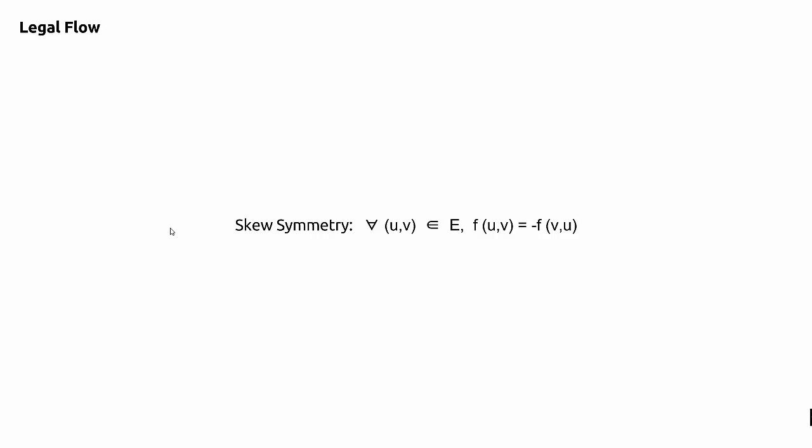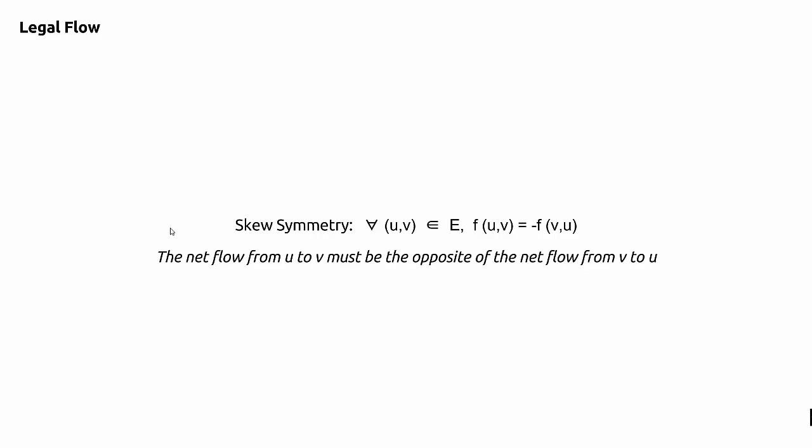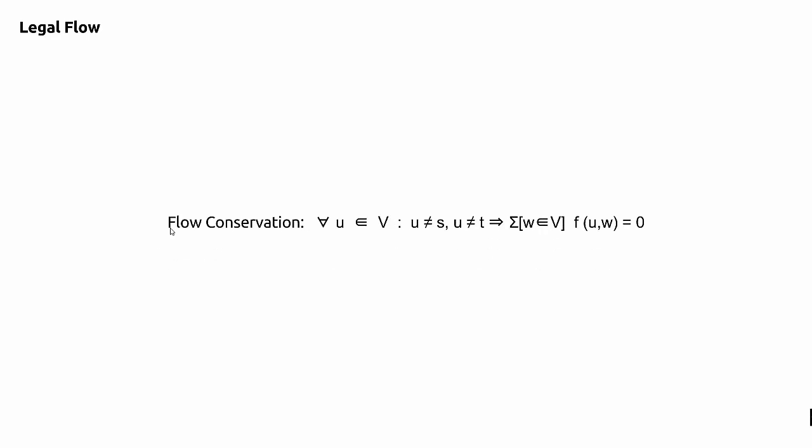Skew symmetry. For all u and v within E, the flow from u to v must be equal to the negative flow from v to u, which means the net flow from u to v must be the opposite of the net flow from v to u, which again makes sense. If you imagine another analogy, I have two cakes and I give you two cakes. The flow of cakes from me to you is going to be 2 because you've gained 2 cakes, right? That's the net flow. But if you look at it the opposite way, the flow from you to me of cakes is going to be negative 2 because I'm losing cakes.